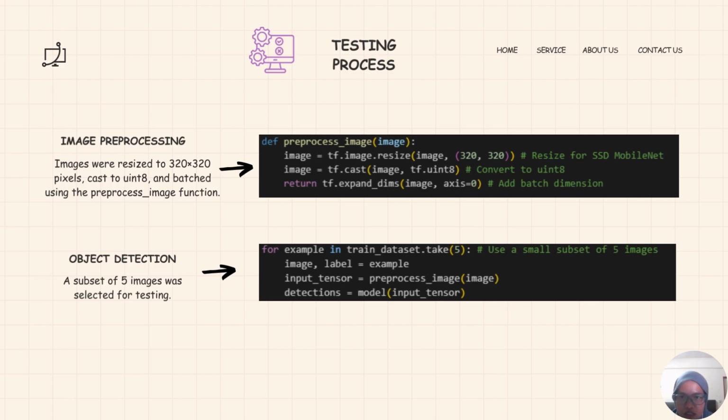The testing process also involves applying the model to a small subset of 5 images from the dataset, and each of the images was pre-processed before being passed to the model, which generated predictions such as bounding boxes, which is to locate objects, class labels, which is to identify objects, and confidence scores, which is to show how sure the model was. Testing process helps us to see how the model performs on new data.